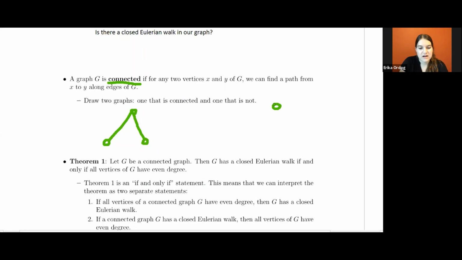Now let's draw one that's not connected, still with 3 vertices. Let's say we put an edge here. If I put in any other edge, then all of a sudden there's a way to get from this vertex to the other 2. But as it is now, there's no way to get from this vertex along edges to either of these 2. So this graph is not connected, and you can see why this one is called connected and this is called not connected.